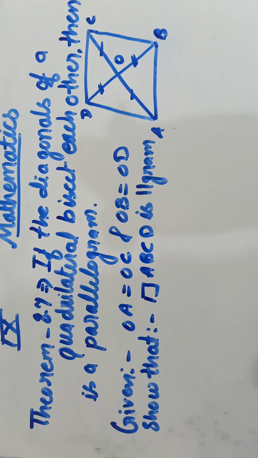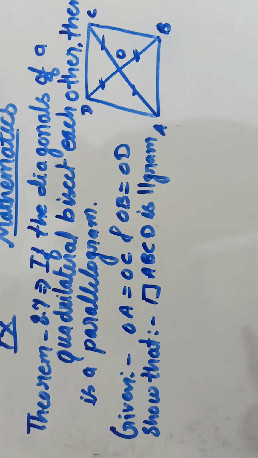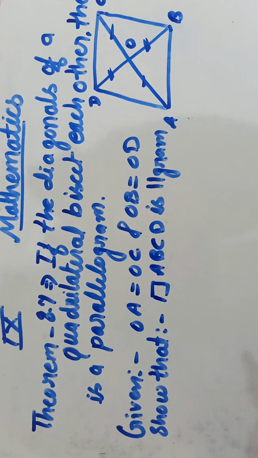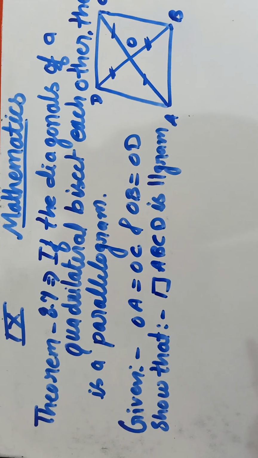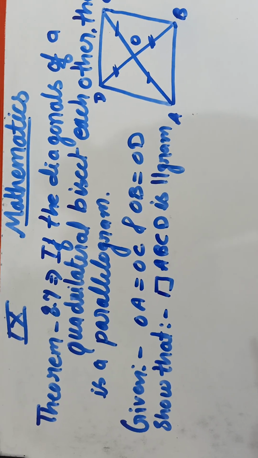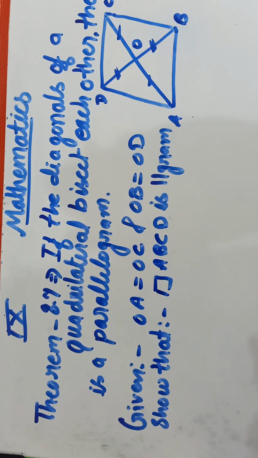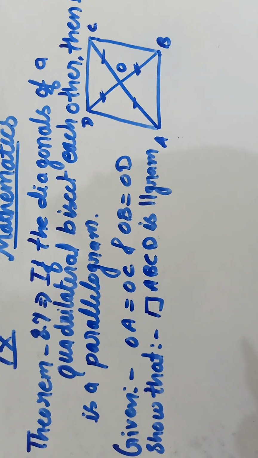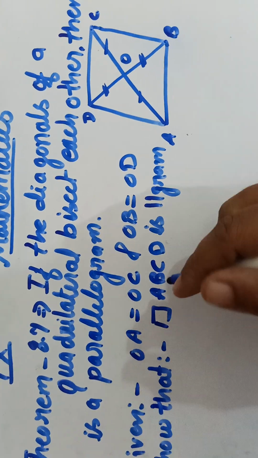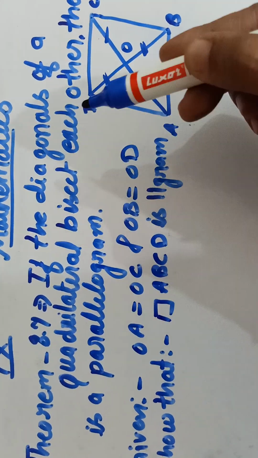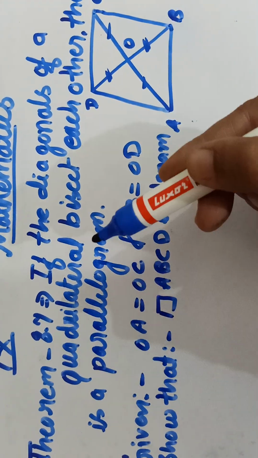Let's move ahead for the chapter of quadrilaterals. As you remember from the previous videos, we have solved up to 8.6 theorems of the quadrilateral with brief introduction. Now it's time for theorem 8.7. The statement is: if the diagonals of a quadrilateral bisect each other, then it is a parallelogram.